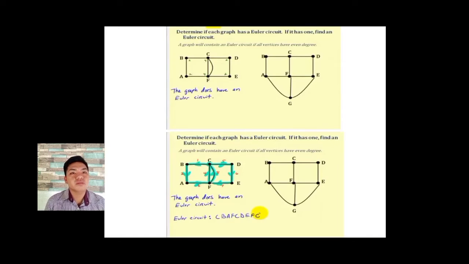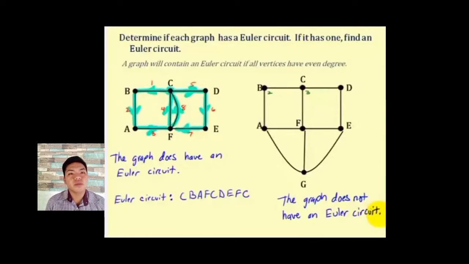In the next, the graph does have an Euler circuit. A graph will contain an Euler circuit if all vertices have even degree. Hanapin naman natin dito yung even degree. So ayan, makita natin, the graph does have an Euler circuit. Euler circuit: C, B, A, F, C, D, E, F, and C. The numbering is the edges. So, ayan na po.